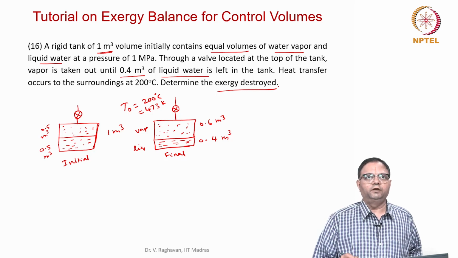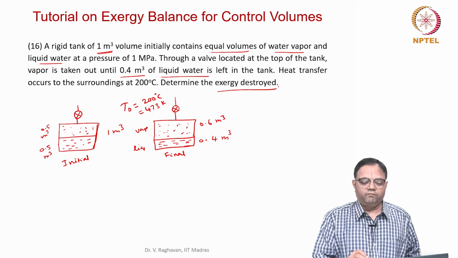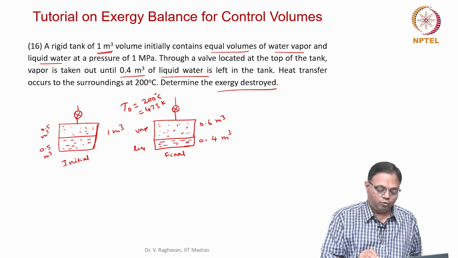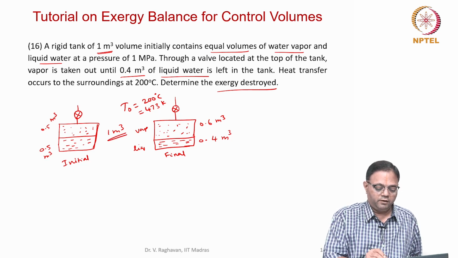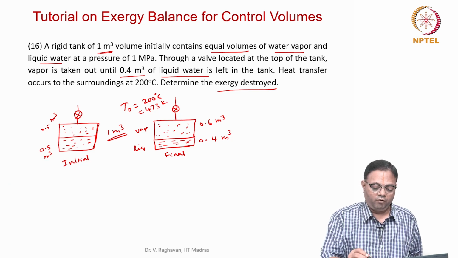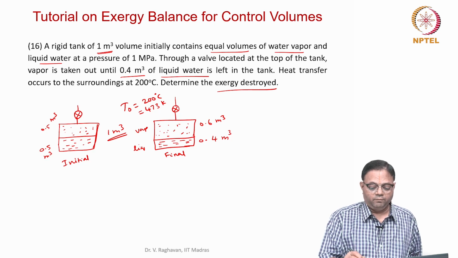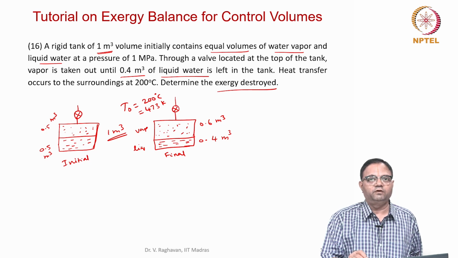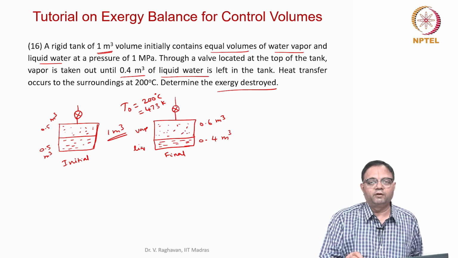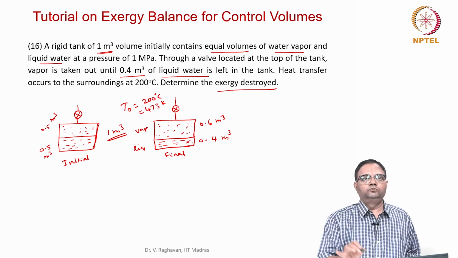So we can see that the information given is the total volume of the tank is 1 meter cube. Initially equal volumes of liquid and vapor are present, and after removal of vapor some evaporation takes place, so that the liquid comes down, and finally whatever vapor is above the liquid surface will be accumulated over the liquid surface. So the volume occupied by the vapor will be the total volume minus the volume occupied by the liquid. So this is the condition.